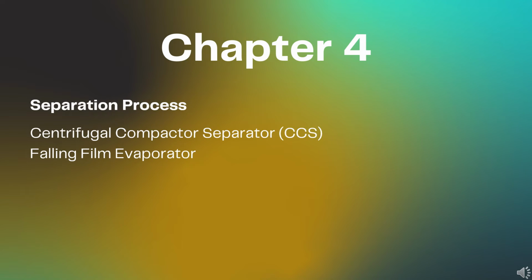Alright, next chapter is chapter 4, separation process. We have two types of separators that we used during the integrated project, which are the centrifugal compact separator, CCS, as well as the falling film evaporator.